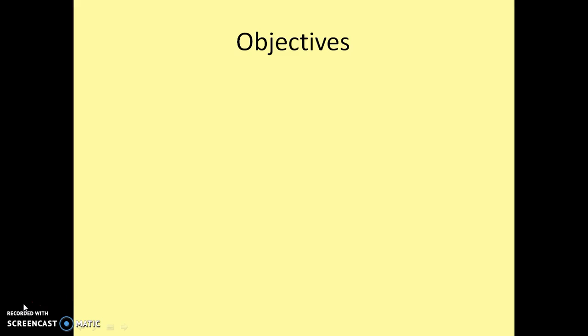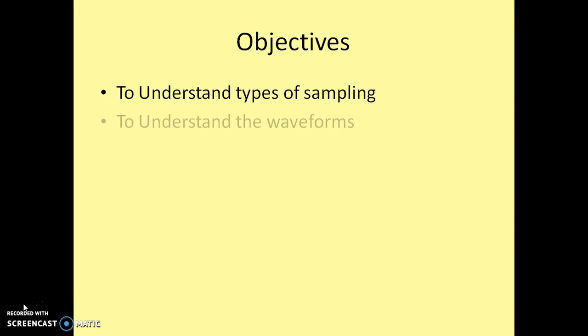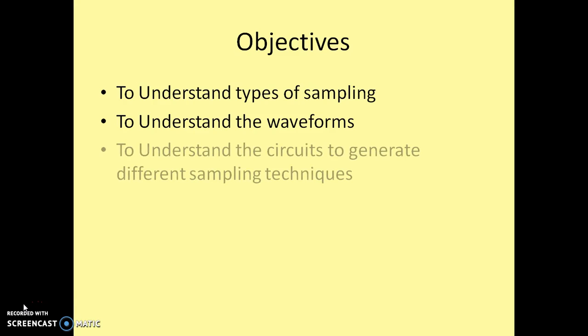The learning objectives of today's session are to understand types of sampling. There are different techniques that are available to sample a signal. Then the waveforms of the respective type of sampling and the circuit diagram, and how to generate these sampling techniques.